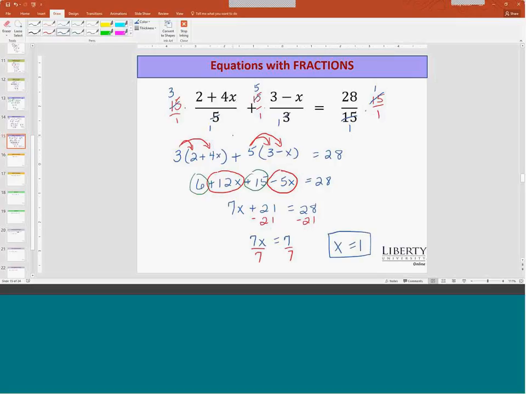Equations with fractions, you don't like them? It's fine. Just eliminate them by multiplying by the least common denominator, the least common multiple of all the values in your denominators. Remember, when you multiply both sides, that means every term on each side gets multiplied by the common multiple.